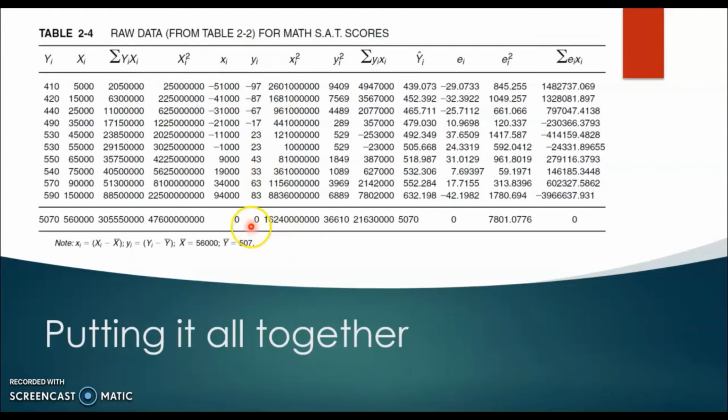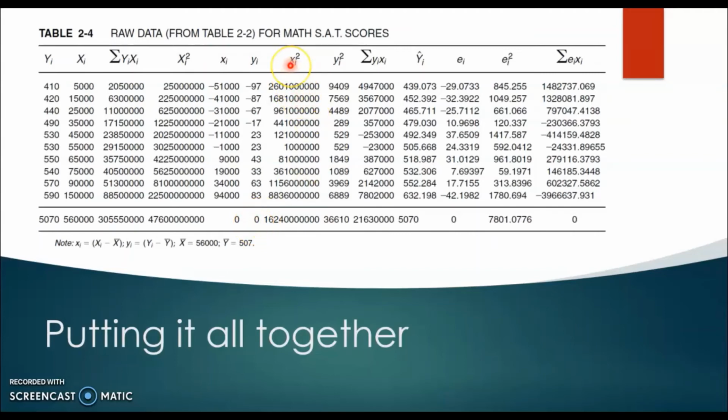Of course, here, the sum of deviation of y from its mean value is also equal to 0. So negative 97 plus negative 87 plus negative 67 plus negative 17 plus 23, and until the last observation, 83, here we have 0. The sum of deviation of y from its mean value.